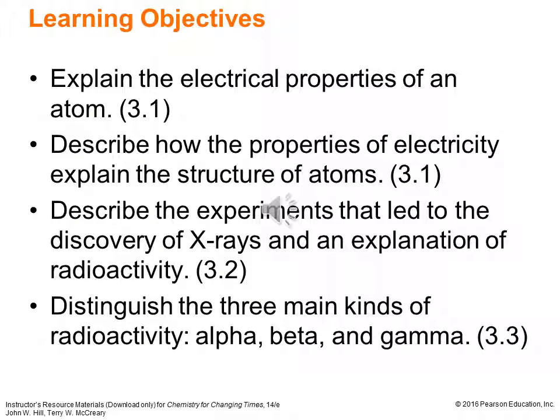Our learning objectives for this chapter: we're going to explain the electrical properties of an atom and describe how the properties of electricity explain the structure of atoms. There'll be some experimentation that we'll talk about and how that led to the discovery of X-rays and an explanation of radioactivity. And then we'll distinguish the three main kinds of radioactivity: alpha, beta, and gamma decay.